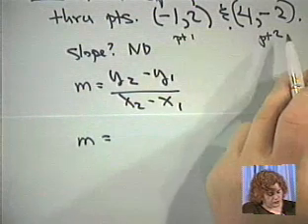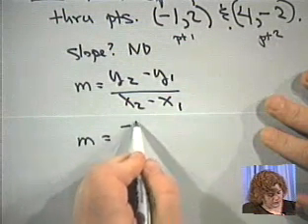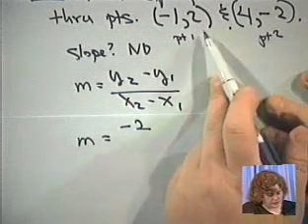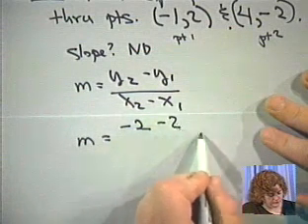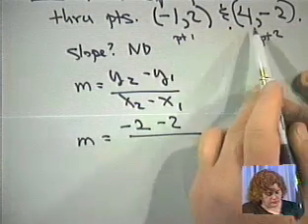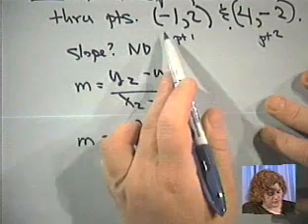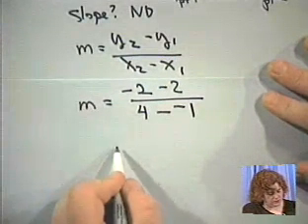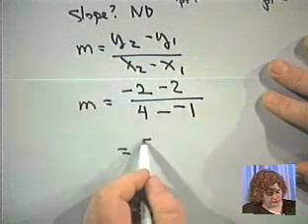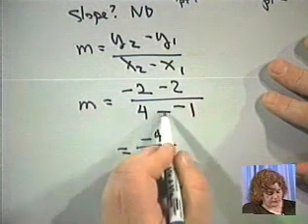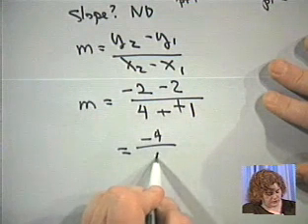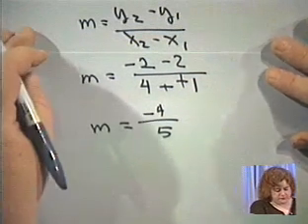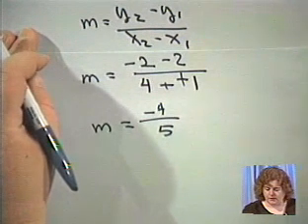I'm going to put in y2, which is a -2. And I have to pay attention here, minus y1, which is a +2, over x2, which is a 4, minus x1, which is a -1, and evaluate that. That's going to give me a -4 over, changing those signs, +5. My slope is -4/5.